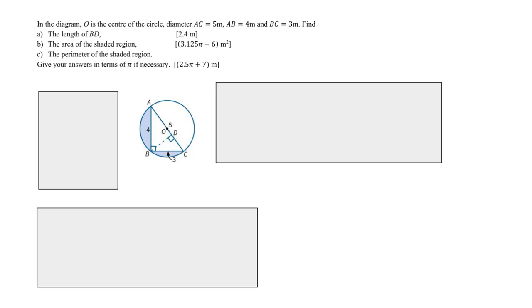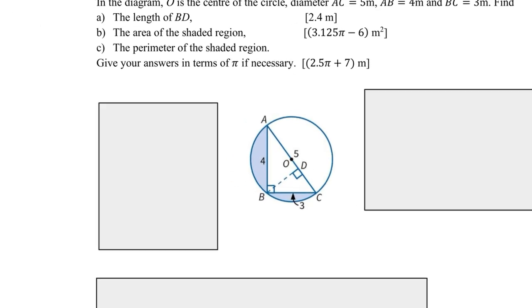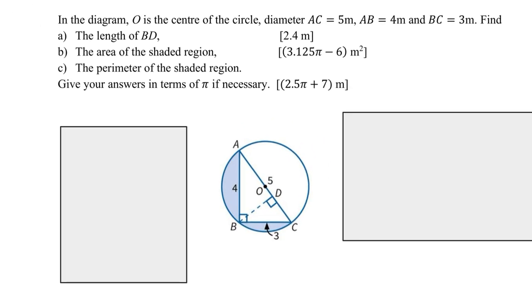Welcome to this video. Given that there's this circle and AC is a diameter, and there's this triangle inside this circle where the length AB is 4 meters and BC is 3 meters. Our job now is to find BD, which is 90 degrees, if you see, to the diameter AC.